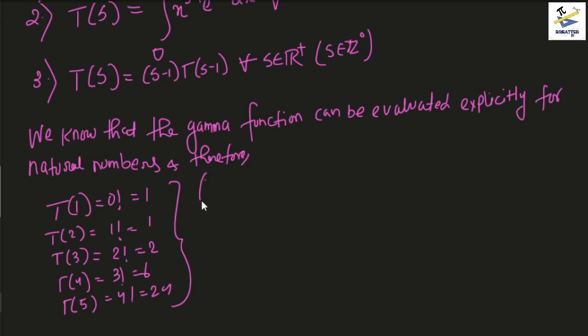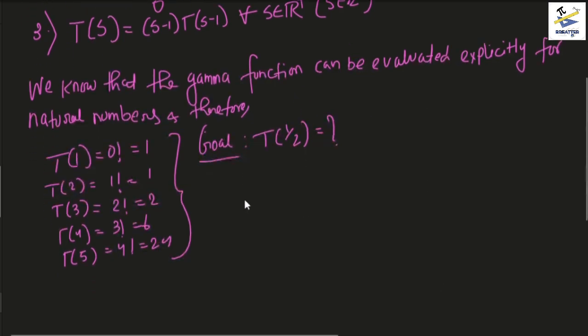Our goal eventually would be to find the value of gamma of 1 by 2, and we would resort to different methods in order to find this, but yes, this is our general way of working with this function. Right. Now, in learning the gamma function, we would also learn the beta function in relation to it.